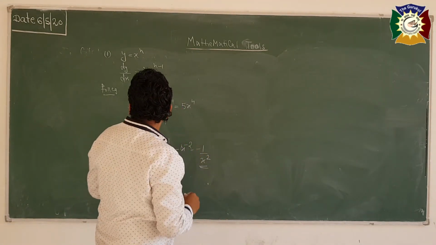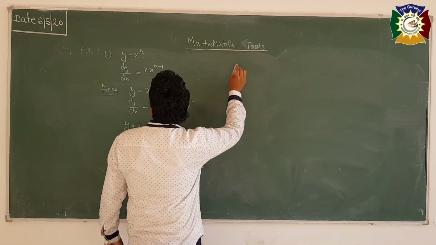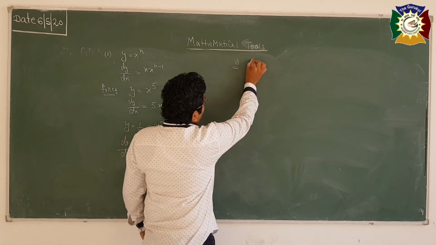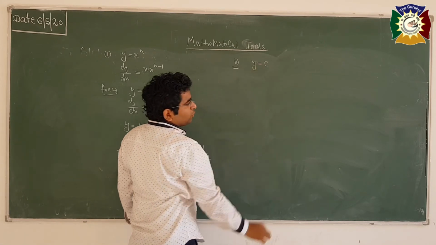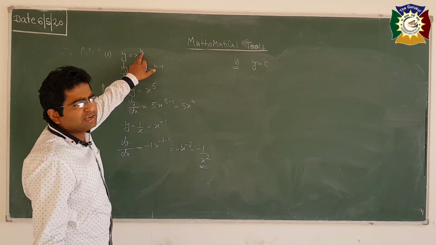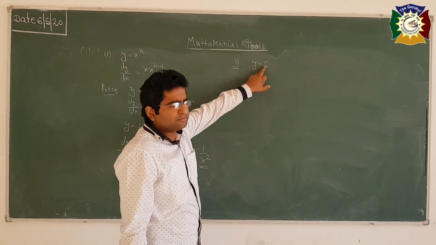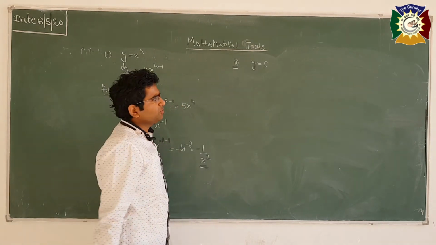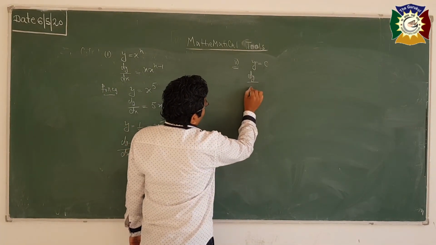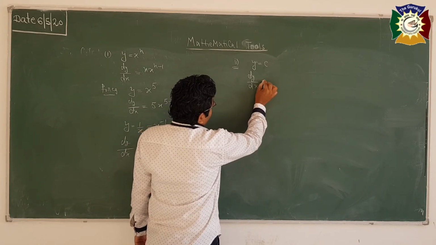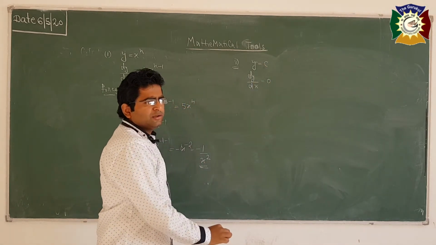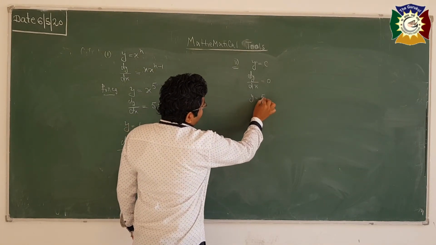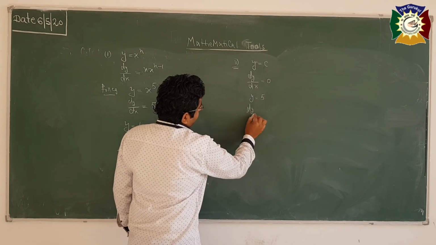Okay, now second, if y equal to c, c is the constant term. Here n is the real number, c is the constant term. Constant value does not change with respect to other quantities. So, differentiation of c will be 0. For example, if y equal to 5, then differentiation will be 0.